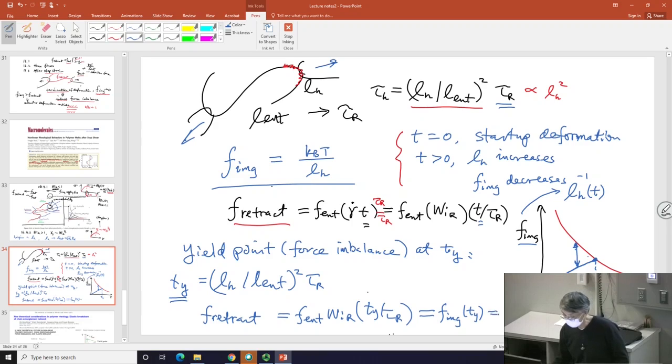Which, by definition, is given by Kt. I'm going to rewrite it. L entanglement. I'm just rewriting it. Remember, this is the definition. So I'm just going to add a L entanglement upstairs and L entanglement downstairs.